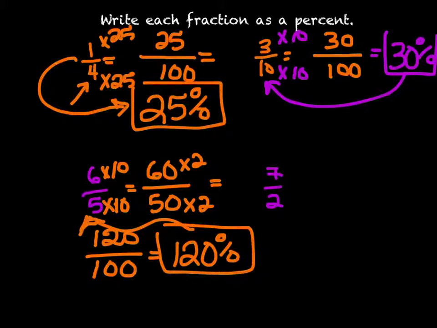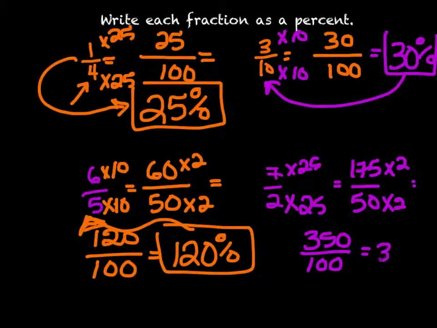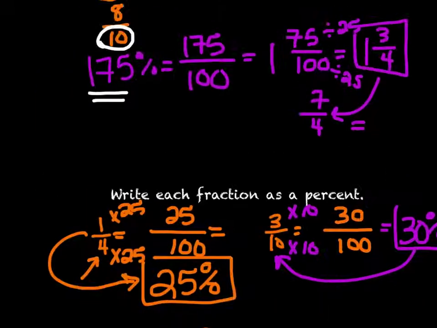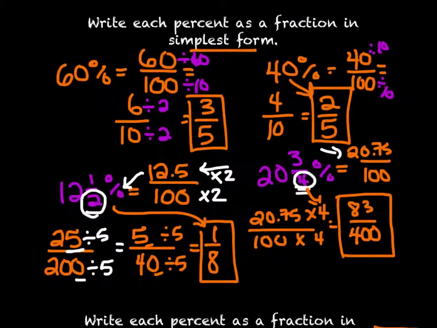Now let's look at 7 over 2. 2 goes into 100 at least 25 times, we could say. If we did that, we have 2 times 25, which is 50, and 7 times 25, which is 175. And then if we were to multiply by 2, so we could get the 50 to turn into 100, we could do that, and we get 350 on the top over 100, which is 350%.